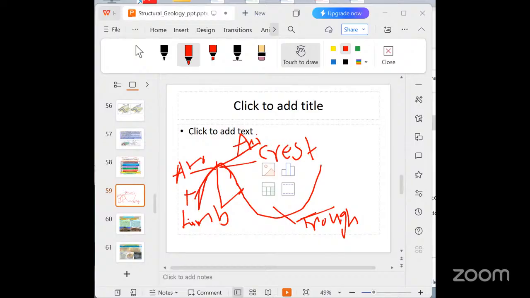Right? So what is the trough? The trough is the line occupying the lowest part. The plane formed by all troughs is called the trough plane, right? So what is the crest? This is the line occupying the highest part of the fold, right? So the plane formed by all the crests is called the crestal plane. So that is simple.